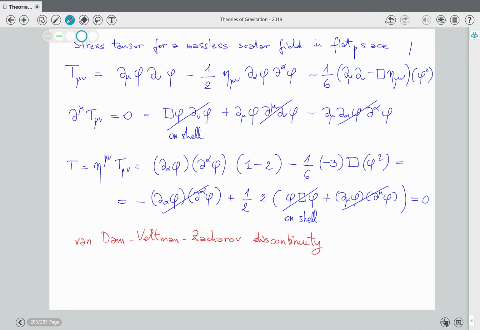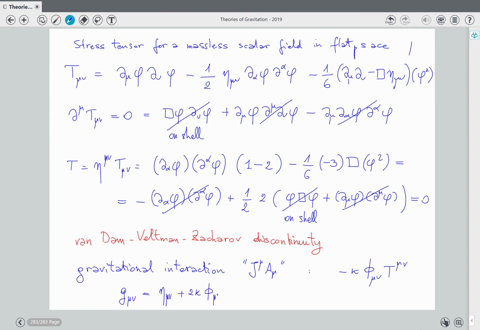So basically, what do we do? Well, we know that the gravitational interaction, which is what you would write like this, in case of electromagnetism, G mu A mu, is what? We found it already. It's like this, where T mu nu is the stress tensor and phi mu nu is the fluctuation of the metric around flat space. But we still don't know well what this kappa constant is, and that we will fix now by deriving the Newton potential between two bodies.